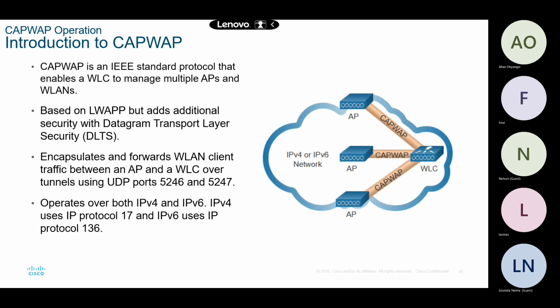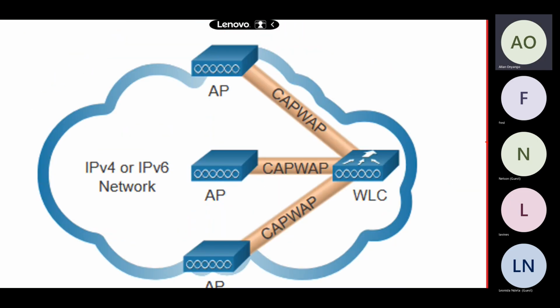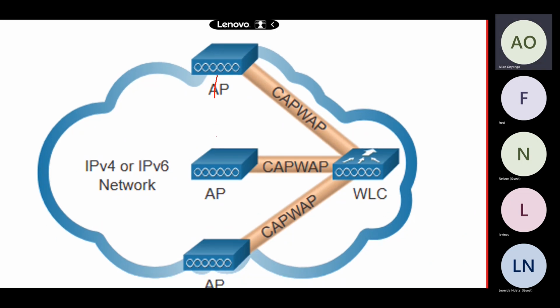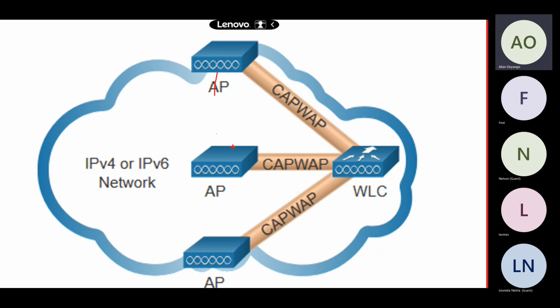Now, looking at this particular diagram, you can see that we do have a wireless LAN controller, which is being used to manage different access points here, okay? And so this access point, as you can see here, we have access point 1, we have access point 2 here, okay? And then we have access point number 3.